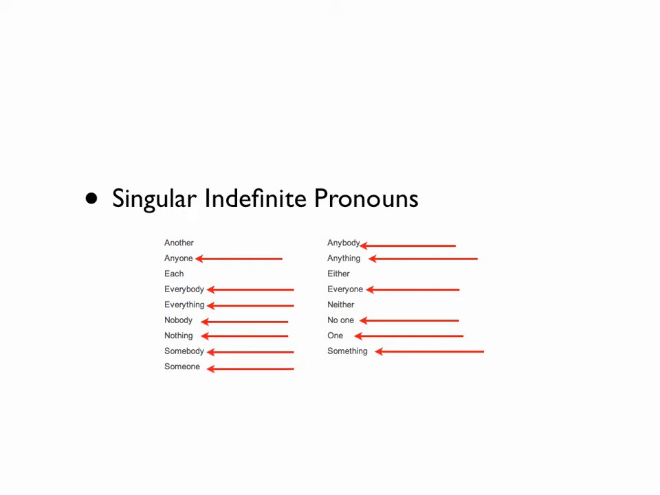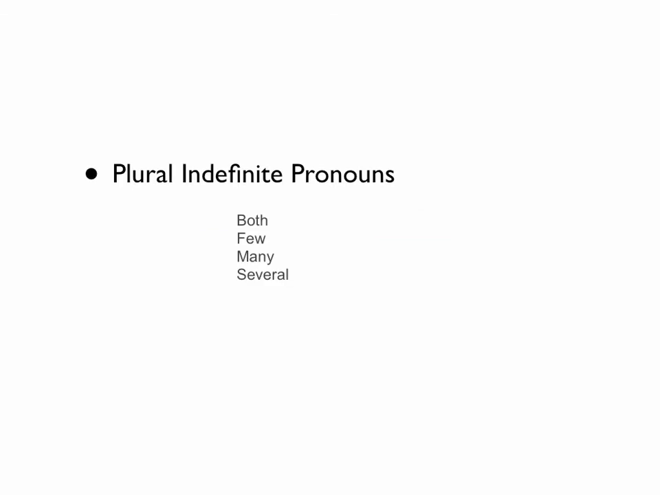So the only ones you have left to memorize are another, each, either, and neither. So if you can memorize those four, and then just know that if you see one, body, or thing, then you'll know the singular indefinite pronouns. Now the plural indefinite pronouns, you're just going to have to memorize. It's both, few, many, and several.